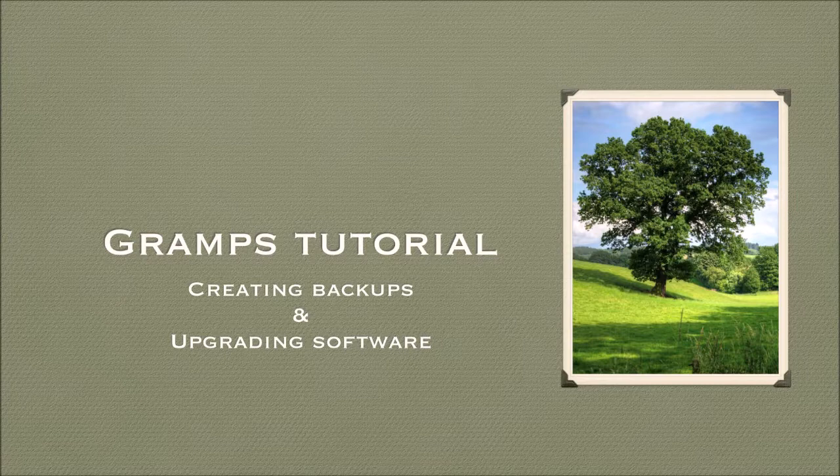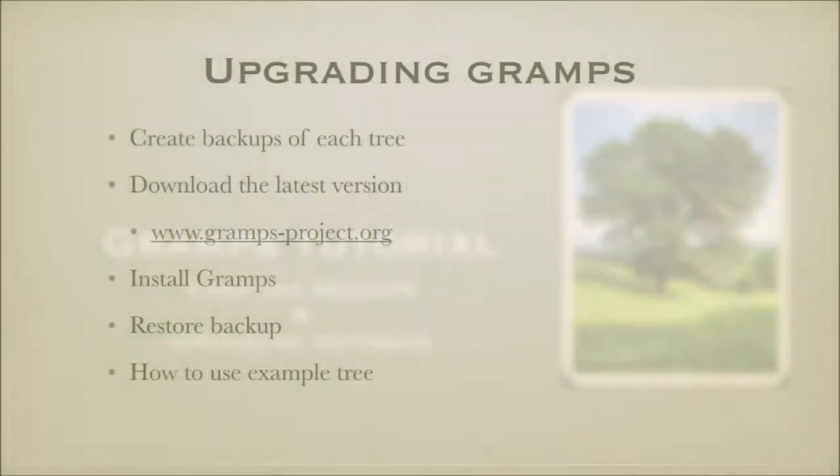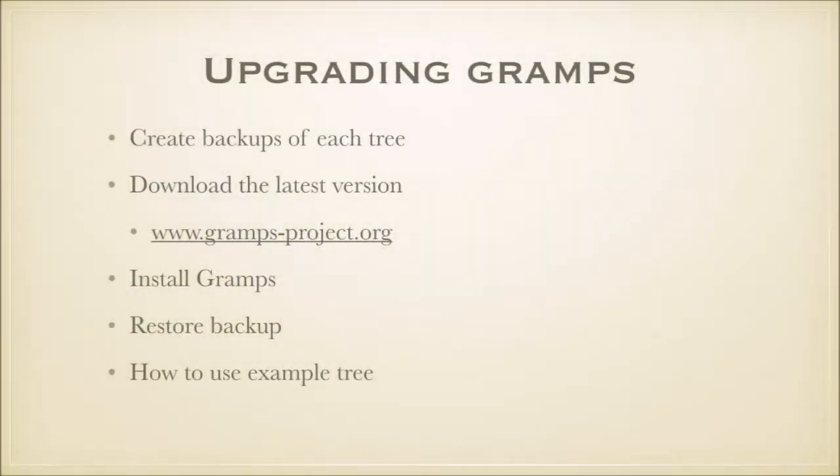In this episode, we will be looking at creating a backup of our tree and upgrading our Gramps software. Before upgrading, we will take the steps to create a backup for any of our existing family trees created in Gramps in case any errors occur during our upgrade. We will learn how to check which version of Gramps we have installed and see if there are any newer versions available. If there is, we'll see how to install it.